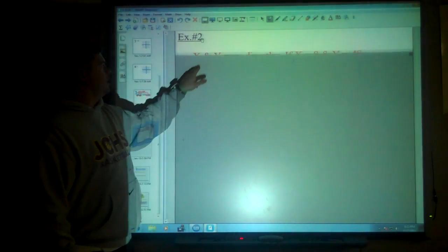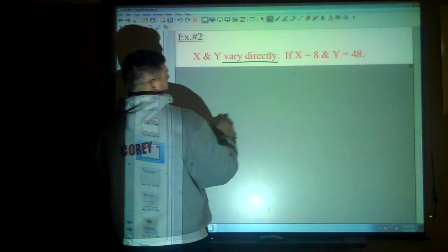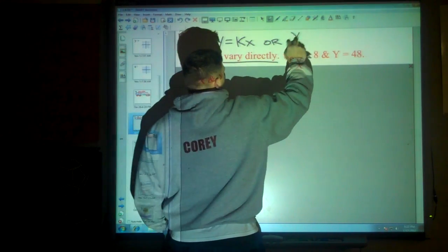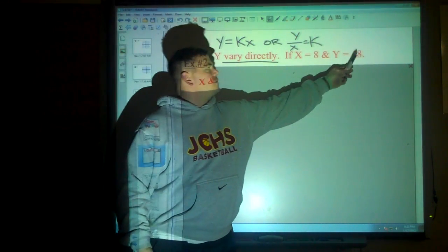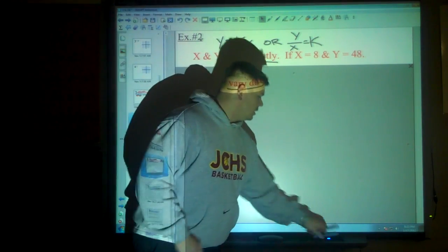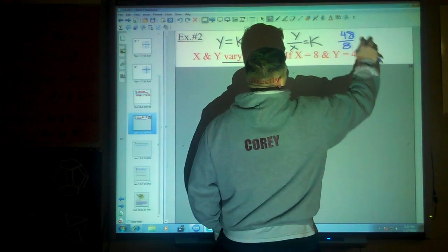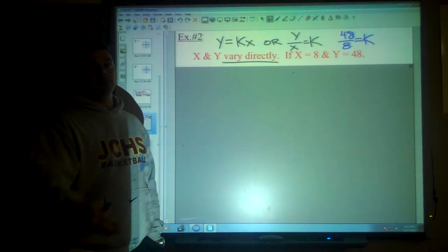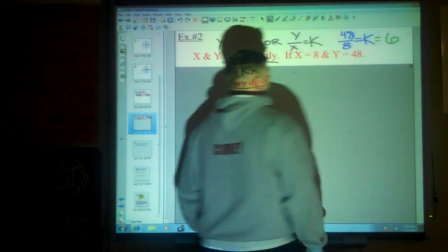Okay? Let's look at a second example. Again, it tells us x and y vary directly. What does that tell us? That y equals kx, or y over x is equal to k. They tell us that x is 8 and y is 48. But what they don't tell us is the constant. So if you wanted to, you could say 48 over 8 is equal to the constant. And 48 divided by 8, 6 times 8 is 48, which means the constant is equal to 6.